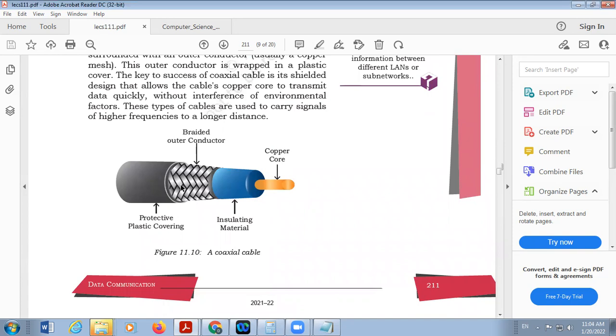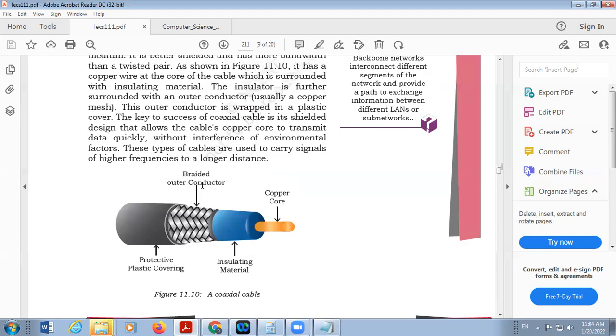braided outer conductor, just like metal, you can also call it a mesh, and above that a protective plastic cover. So these make your wire more strong.